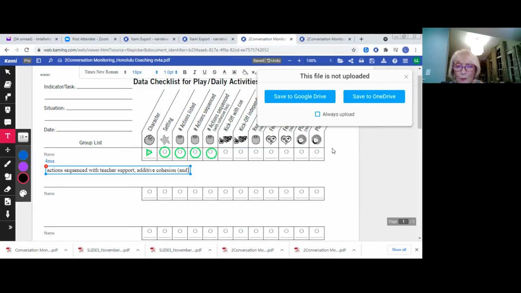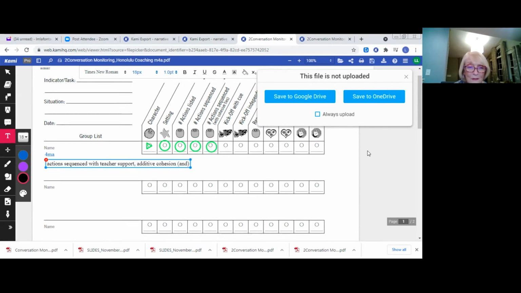That just documents that, and the fact that there were sequenced actions is major, and the fact that the cohesive tie was used. We could really think about going to the cohesive ties of first, next, then with this child, and modeling that when we're doing our I-dos, our gradual release of responsibility. So that's about all I wanted to say.